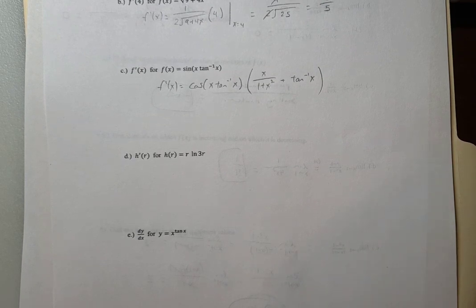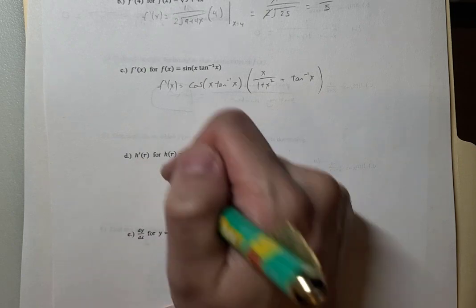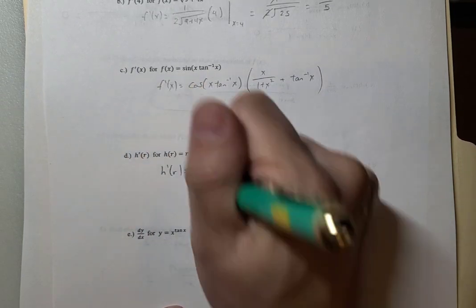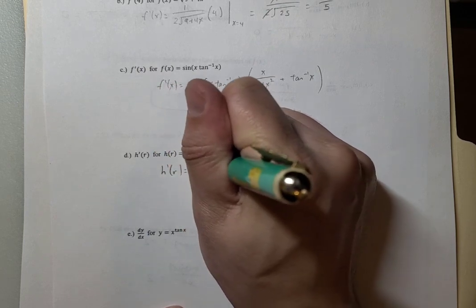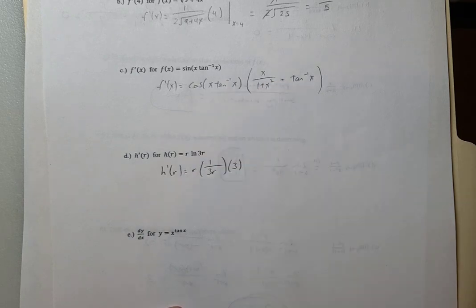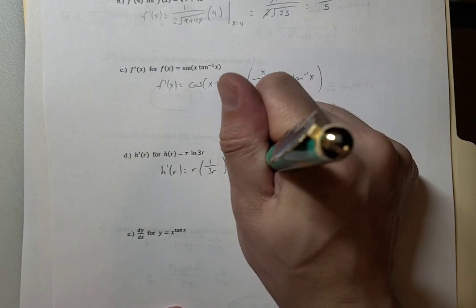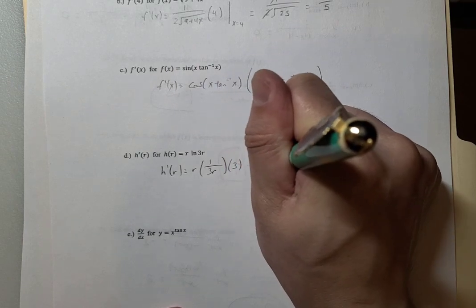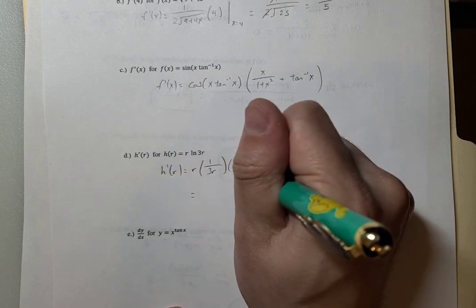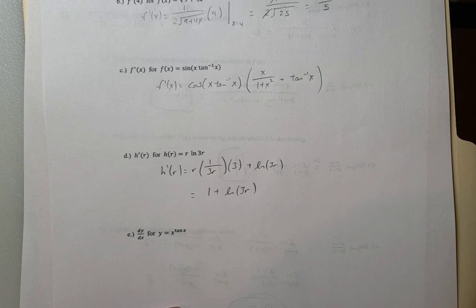Here we need product rule and chain rule for this guy. H of r is this guy. We need h prime of r. H prime of r, so once again, we do product rule first. First, d second, derivative of log is 1 over the argument, and then we need chain rule times derivative of inside the log, which is 3, because this is the derivative of 3r. All right, plus second, d first, derivative of r is just 1. So we can simplify. This becomes 1 plus log 3r.